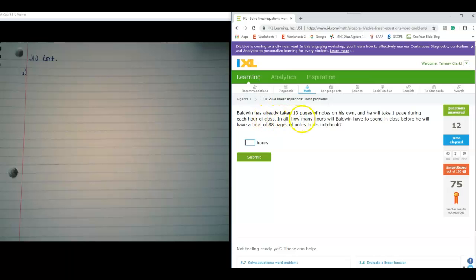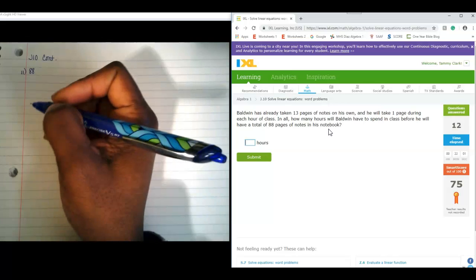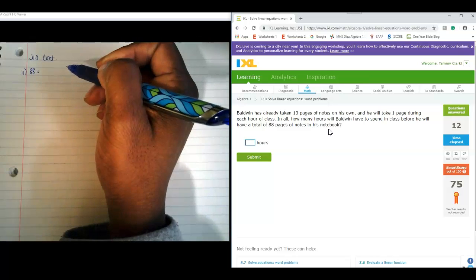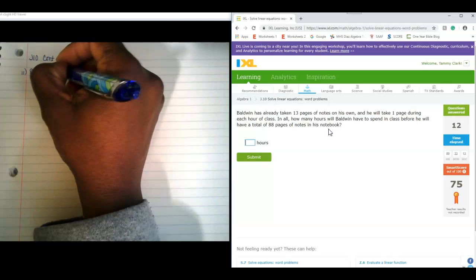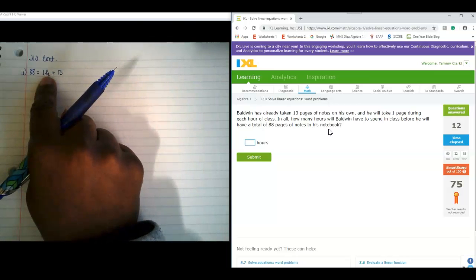All right, Baldwin has already taken 13 pages of notes on his own, and he will take 1 page during each hour of class. In all, how many hours will Baldwin have to spend in class before he will have taken a total of 88 pages of notes in his notebook? So what we know is he's got a total of 88 pages. What we also know is that of that total of 88 pages, he's taken 1 per hour plus the 13 he's already taken.